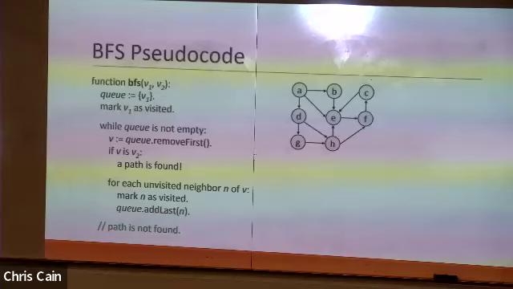If that is the target node, then we found the path. Then we go through a for each. We're going to say for each unvisited neighbor, mark it as visited and enqueue it. And then we go explore it in the queue order. So it's very simple pseudocode, very little is actually happening here, but it will explore every node.